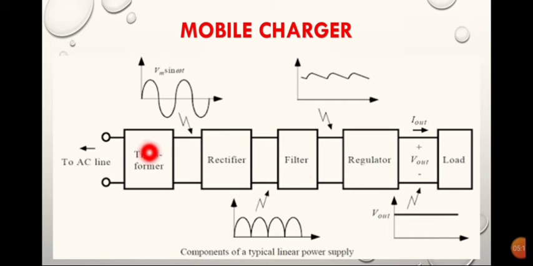So again I am going to summarize. It consists of 4 to 5 blocks: transformer, which lowers the AC voltage from primary to secondary; rectifier, which converts AC voltage to DC voltage; filter, which removes the pulses from the DC and provides you pure DC voltage. The next block is the regulator, which regulates the fluctuating input voltage and provides us constant voltage, and this is the load, that is your mobile.